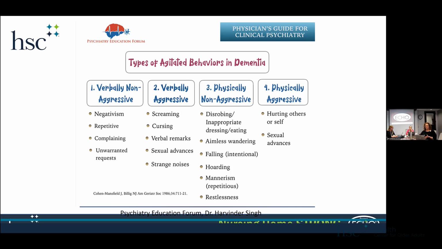when you look at overall the types of behaviors, a lot of times the verbally aggressive ones are the ones that become the biggest complaints, because we don't see the physically aggressive as often. So we get a lot of patients with the verbally aggressive ones, and those are the ones that especially family members become very upset with.